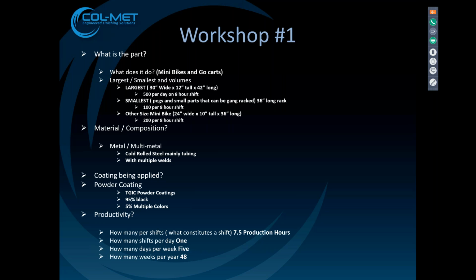Productivity. Here's what we need to know. How many per shift and what constitutes a shift? 7.5 production hours. How many shifts per day? Will be 1. How many days per week? 5. And how many weeks per year? 48. Okay, we've got the answers to our questions. Now let's apply them and design a system. And his budget is $1.5 million.